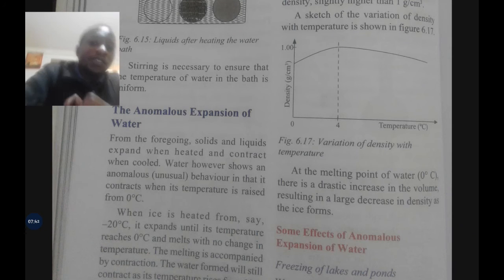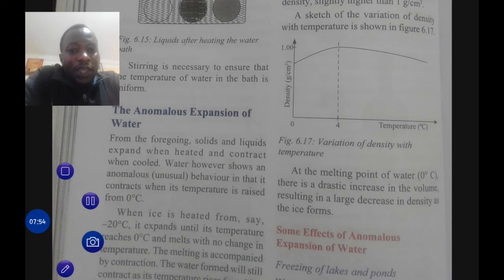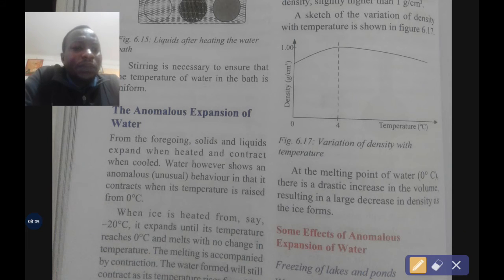So on that note, we have anomalous expansion of water. Water is the liquid that we've been talking about here. Now, the word anomalous means unusual. So water expands, yes, or water contracts, yes, but there is an unusual way with which water expands or with which water contracts. So this unusual behavior of water is what is called the anomalous expansion of water.